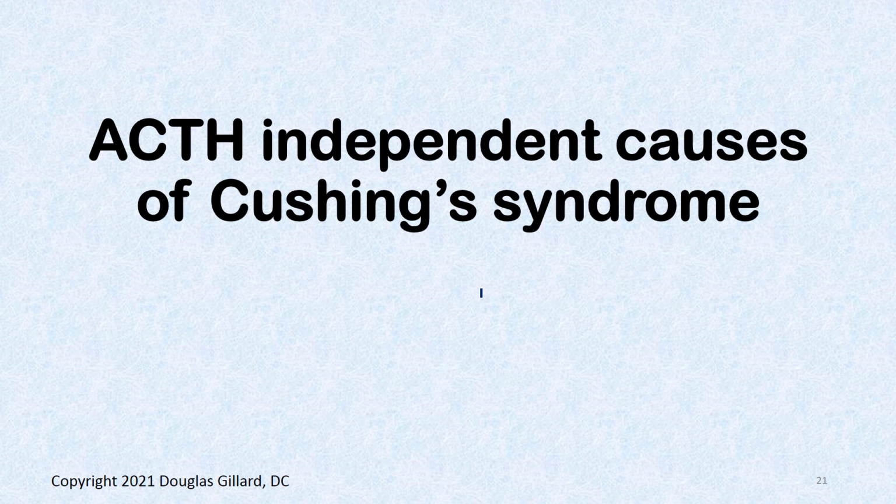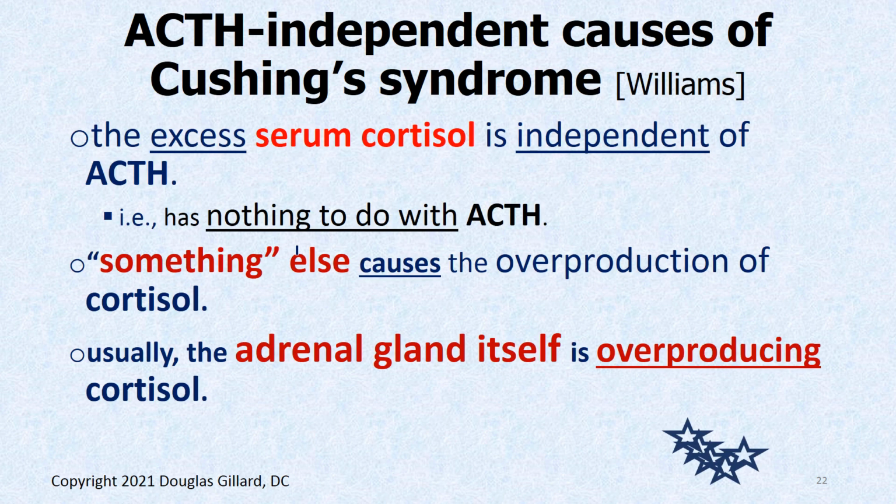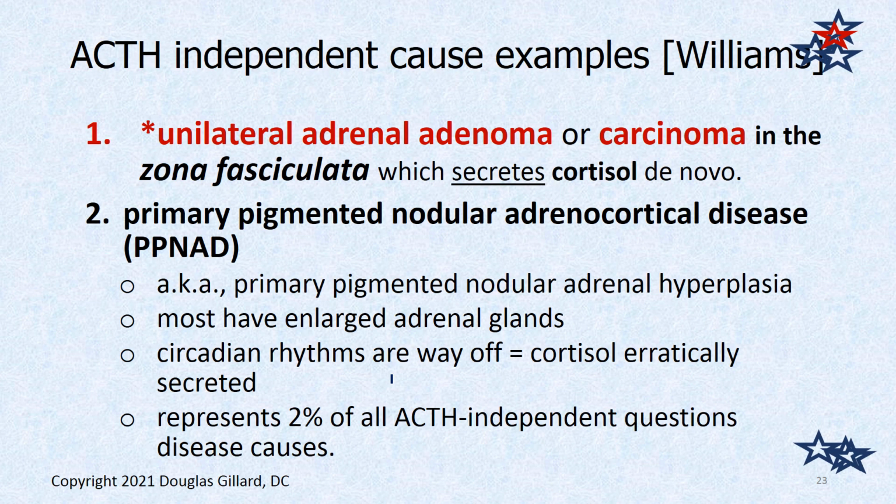Now what about ACTH-independent causes? So this excess secretion of glucocorticoids has nothing to do with ACTH. So there's nothing wrong with the pituitary. There's nothing wrong with the hypothalamus. The problem is the adrenal gland itself. Got it? Specifically, it's usually a problem with the adrenal cortex, the zona fasciculata.